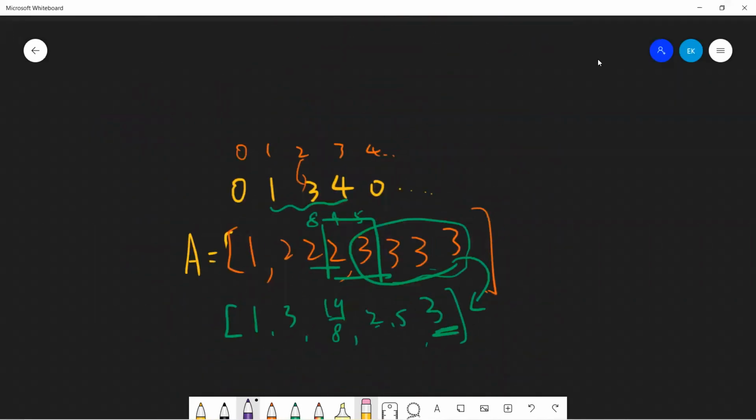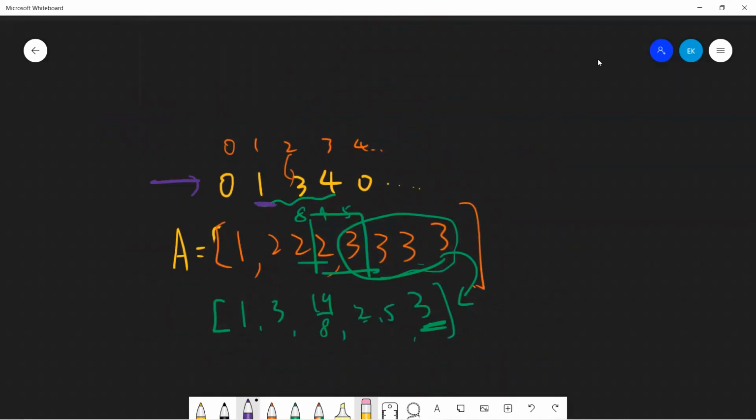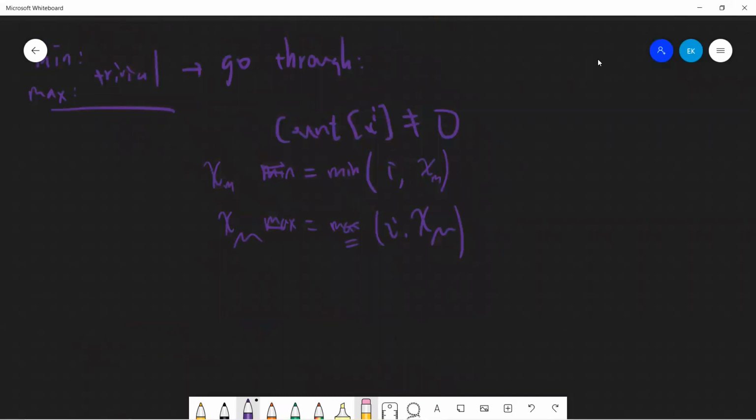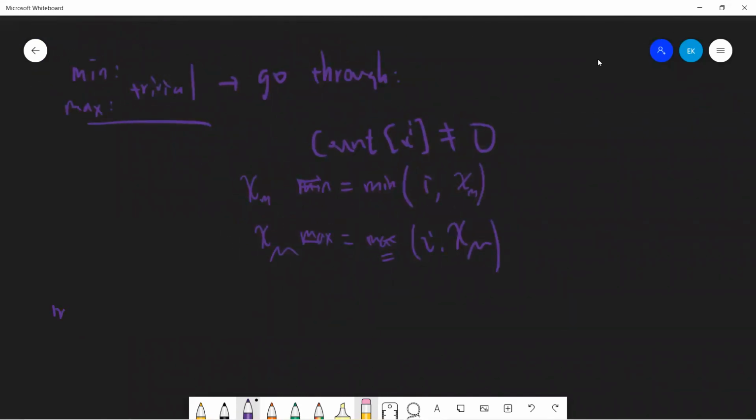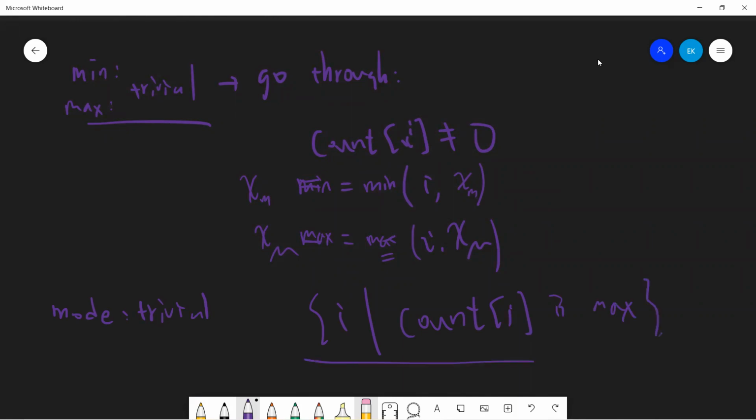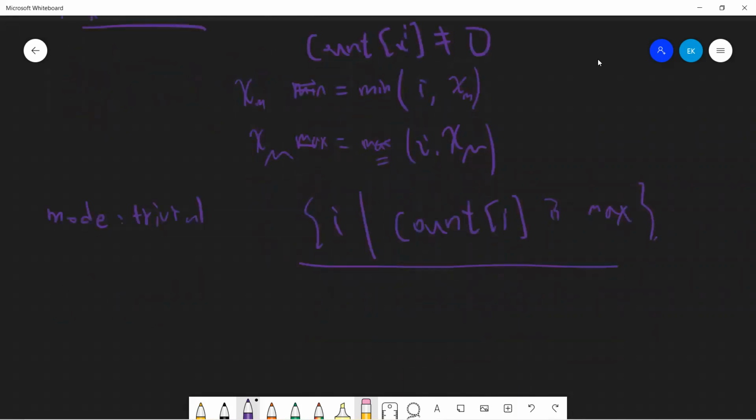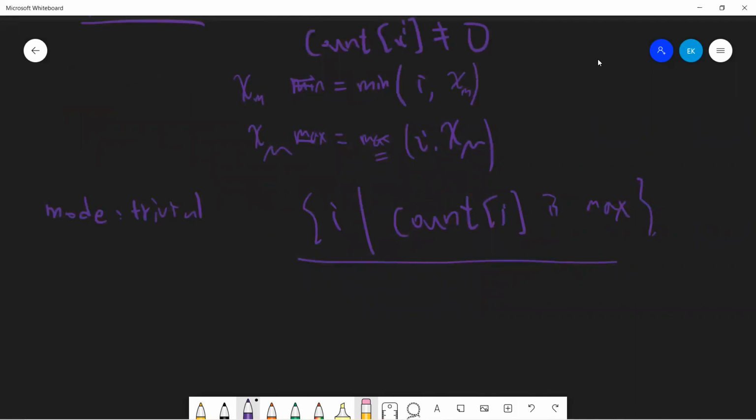If I go through this array, I will first update the minimum and the maximum, and after that the minimum is already fixed by the index i. So minimum and maximum are trivial. The mode is also trivial, because once I go through the array, I just need to ask which count[i] is the maximum. This is just one iteration: I go through and see which one is maximum.